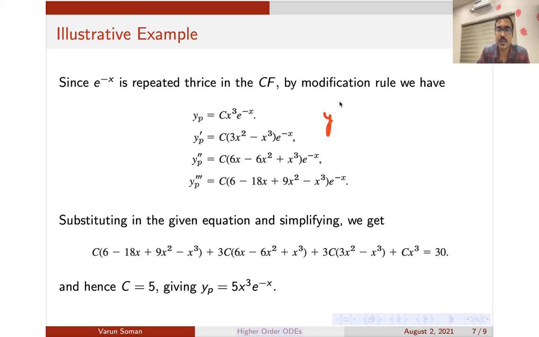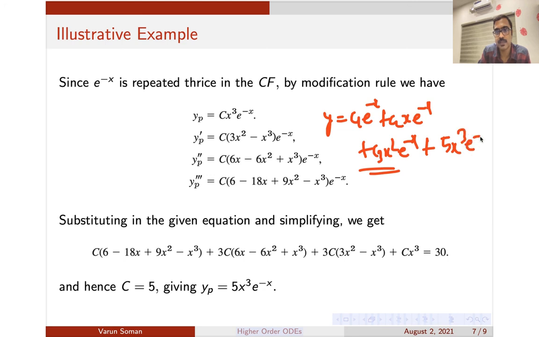Hence the final solution is y is equal to C1 e raised to minus x plus C2 x into e raised to minus x plus C3 x square into e raised to minus x. This is your CF, plus this one, which is 5x cube into e raised to minus x.